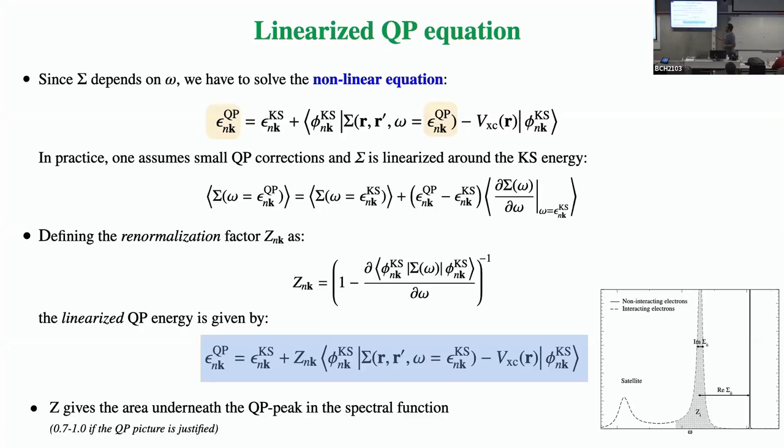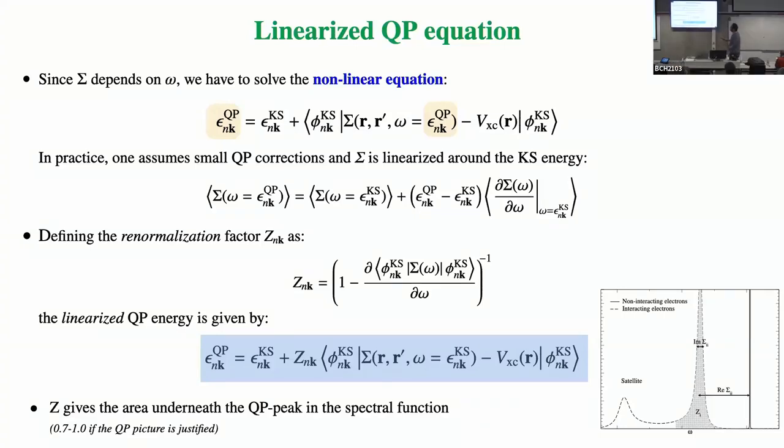Under this assumption, the so-called linearized quasi-particle, we obtain that the quasi-particle energy is equal to the Kohn-Sham energy plus this term here, where the self-energy is evaluated at the Kohn-Sham level. We know the Kohn-Sham energy, so we don't have to solve the self-consistent quasi-particle energy. And this term then gets multiplied by the renormalization factor.